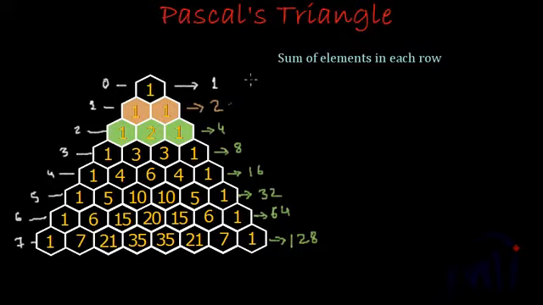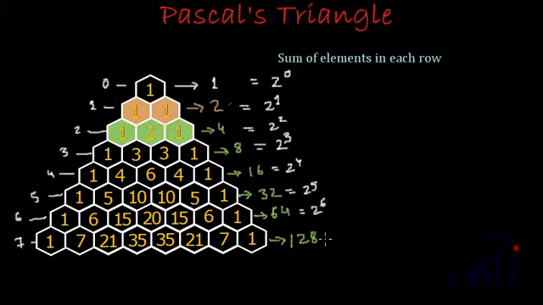Or if you write it, this can be written as 2 to the power 0, and this can be written as 2 to the power 1. 4 can be written as 2 to the power 2. 8 can be written as 2 to the power 3. And the sum of all the elements of the fourth row is 16, which can be written as 2 to the power 4. And similarly, the sum of the elements of the fifth row is 2 to the power 5, right? And 64 is nothing but 2 to the power 6. And 128 is nothing but 2 to the power 7.